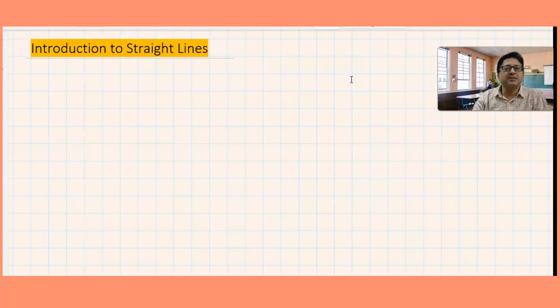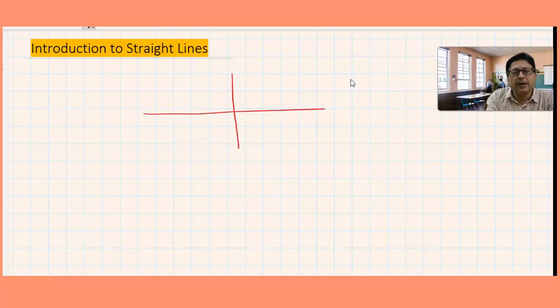But any discussion on a straight line will be possible by knowing the slope of the line. Let us know what is the slope of a line. In any coordinate system, it is a two-dimensional coordinate system obviously. The slope of a line is defined as the angle made by a line with the positive direction of x-axis.